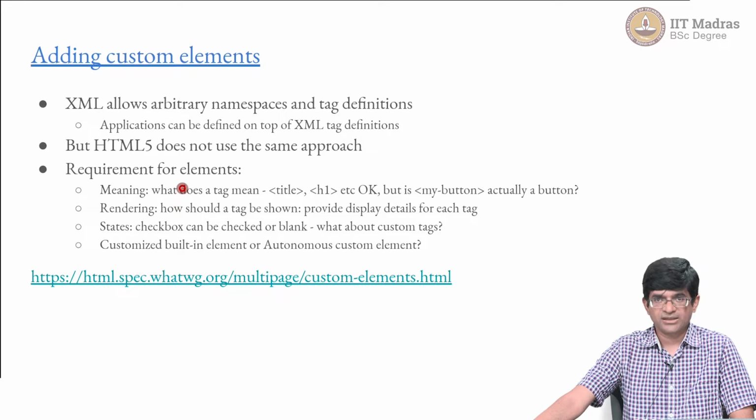On the other hand, there is another part to a tag element, which is to say how should a tag be shown. This is the part that JavaScript can actually solve best for you, right? It basically gives you display details. In other words, if you provide a tag, then how should that tag get displayed on the screen?